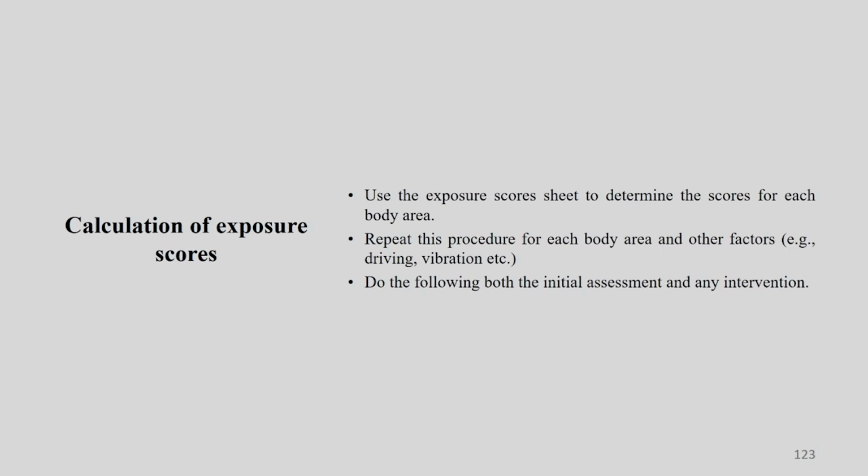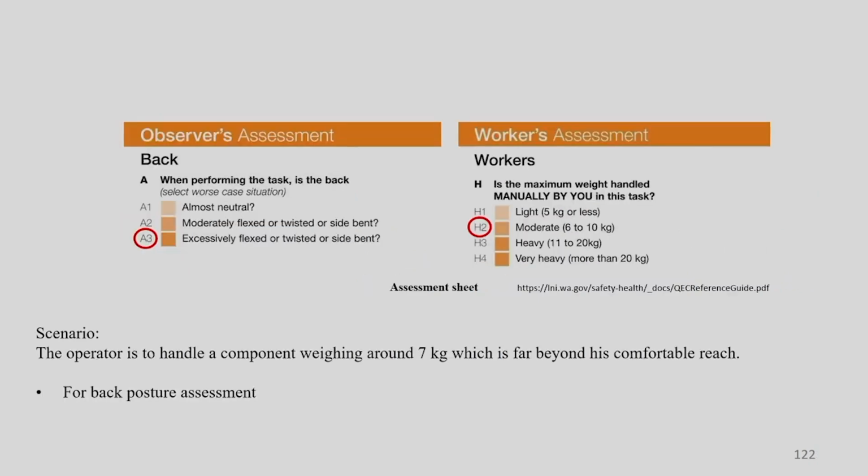So calculation of the exposure. Here this is the example, right? What it says is excessively flexed or twisted or side bended, whereas the worker is saying, about the maximum weight handled manually by you in that particular case, they are saying moderate. So maybe 6 to 10 kg. That way we are going to collect the data for everything from A to Q. Okay, from A to Q.